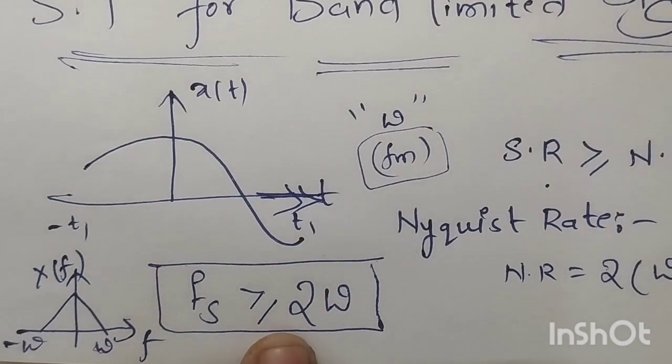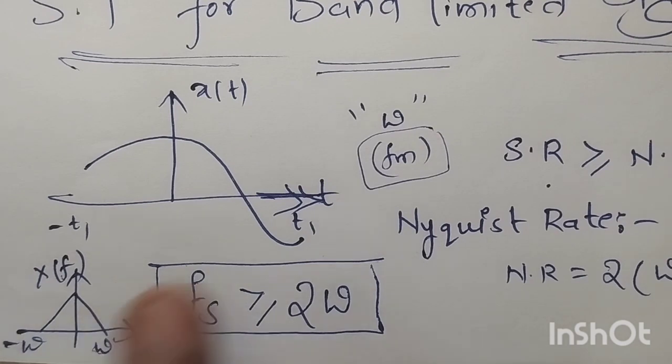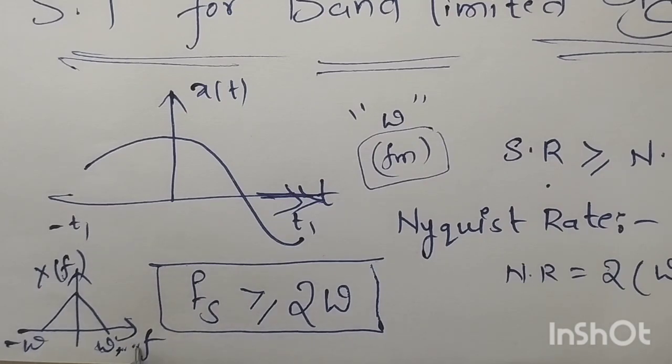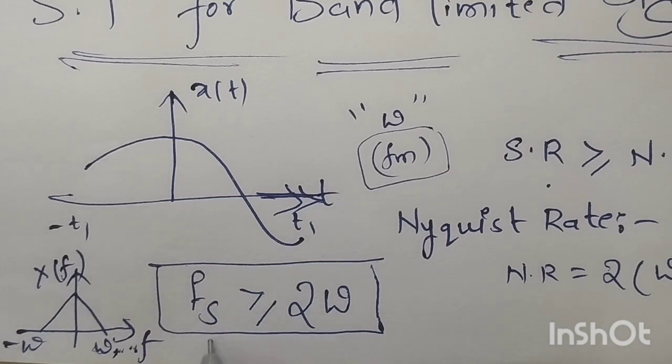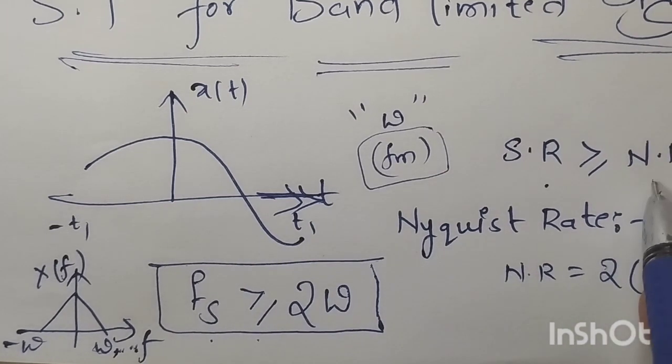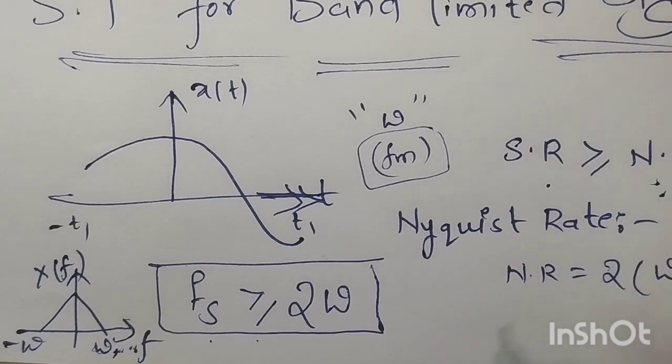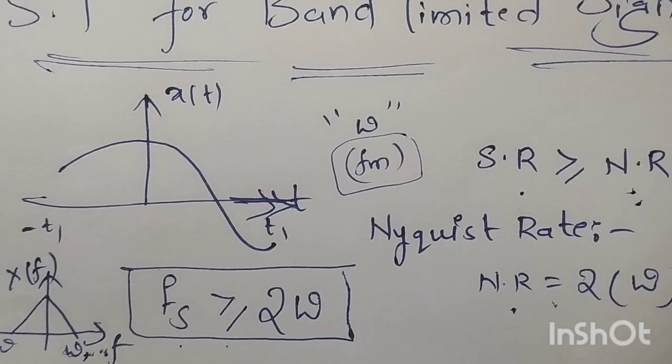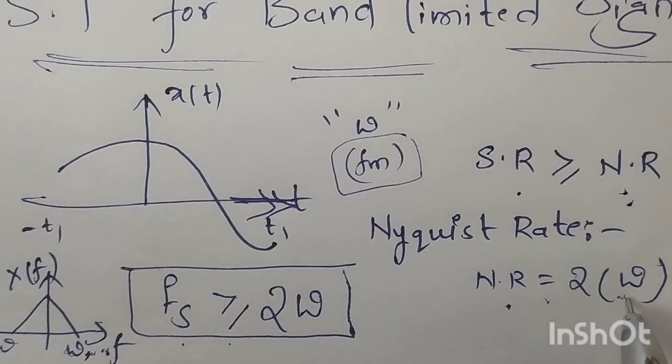I'll repeat the statement. If any band limited signal having finite energy and band limited to omega, that is, it has no frequency component greater than omega, can be perfectly reconstructed by taking the sampling rate greater than or equal to the Nyquist rate, where the Nyquist rate is defined as twice the highest frequency component of the given input signal.